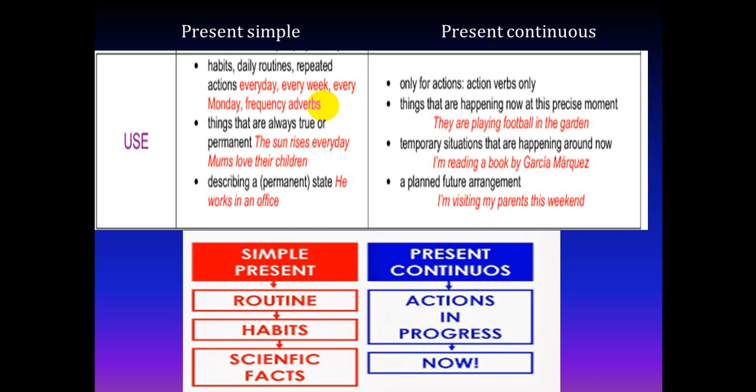For example, the sun rises every day. Moms love their children. We also use the present simple to describe a permanent state. We use it for describing a permanent state.